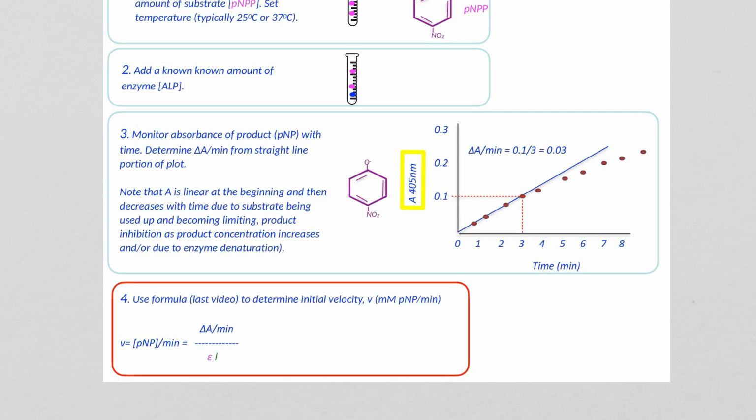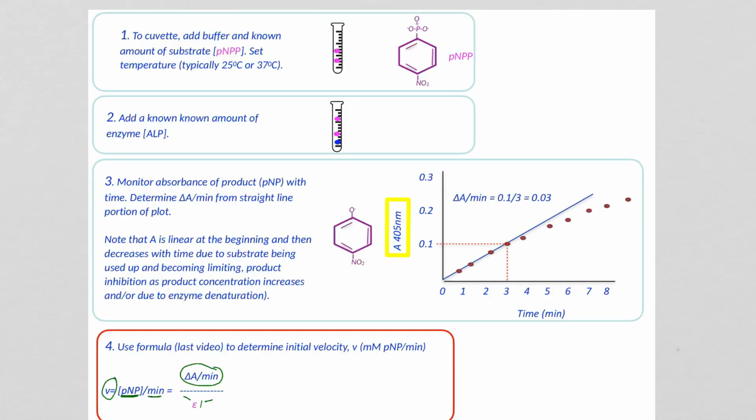As we discussed in the last video, we can determine the initial velocity, that is, how much para-nitrophenol product is formed per minute, by plugging in the slope delta A per minute, dividing it by the molar extinction coefficient as well as the path length. So this is how we find the initial velocity of an enzyme catalyzed reaction.